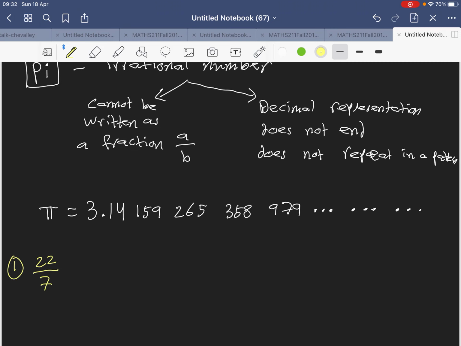Now let's see how much 22 over 7 is. It is 3.14, and then the next digits will be 285.